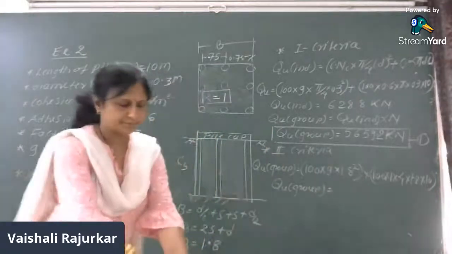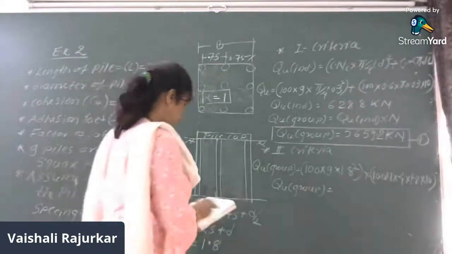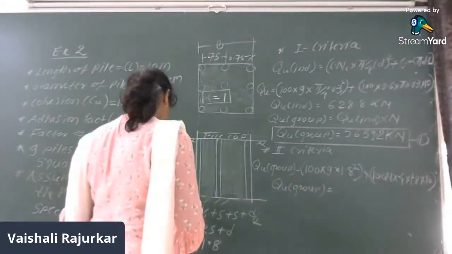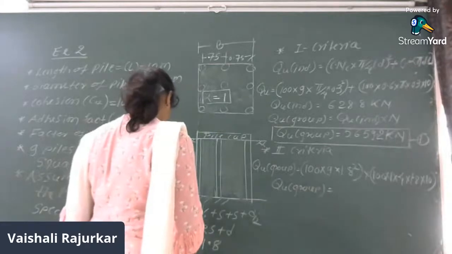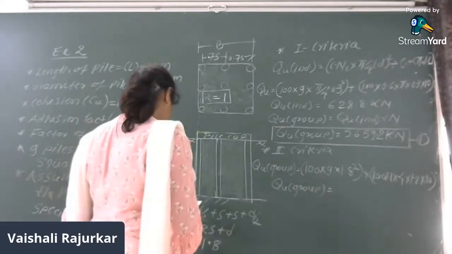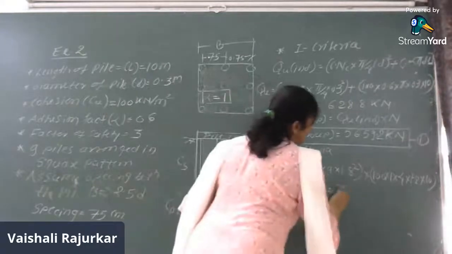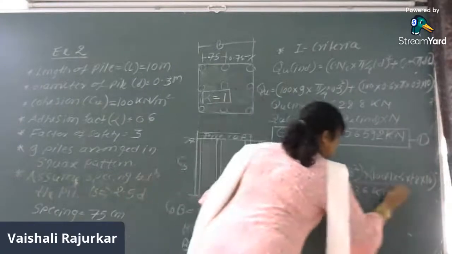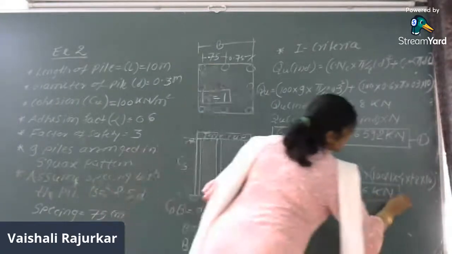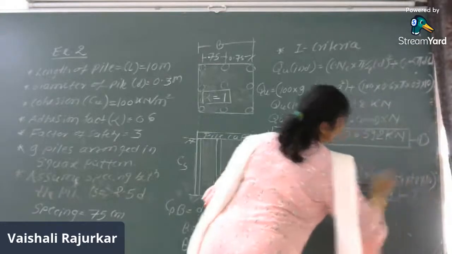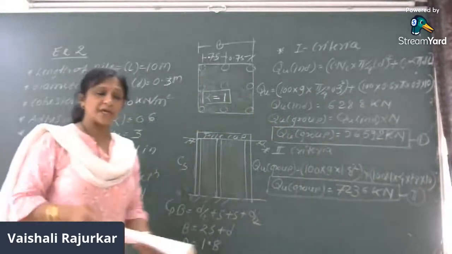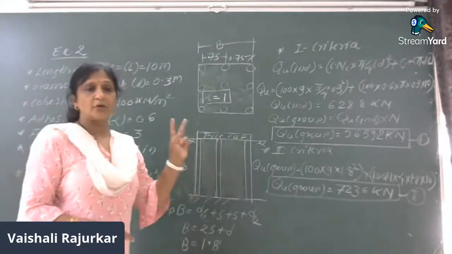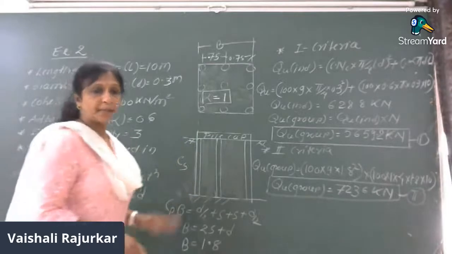So here we will calculate another group capacity, that is QU group. It is found to be 7236 kN. So this is the load carrying capacity by the second criteria. Now there are two values which we have obtained. Which value will be taken into consideration out of these two? The minimum value out of these two will be taken for the load carrying capacity of the group.